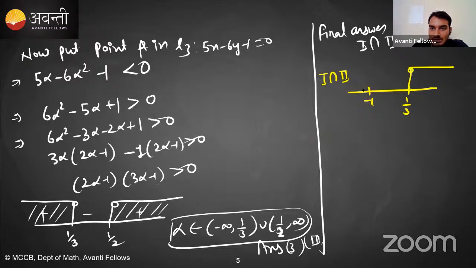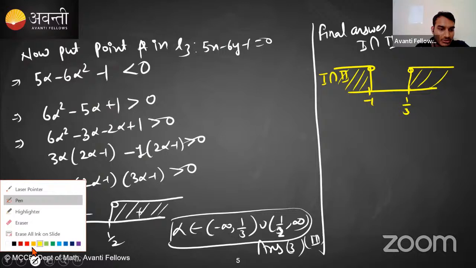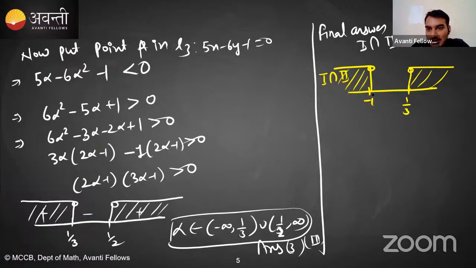This is the first answer. And the second is saying that x lies from minus 2 by 3 to 1. What is minus 2 by 3? Minus 2 by 3 is somewhere here. Minus 2 by 3 to 1.